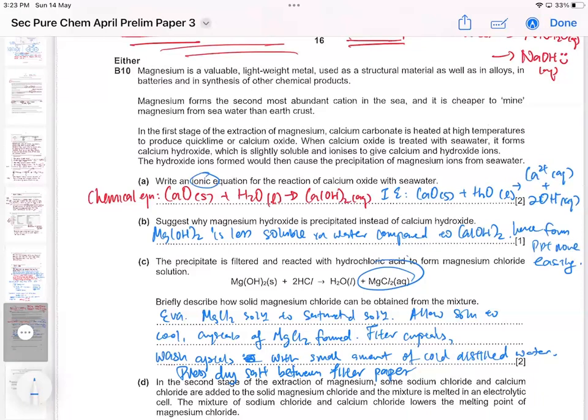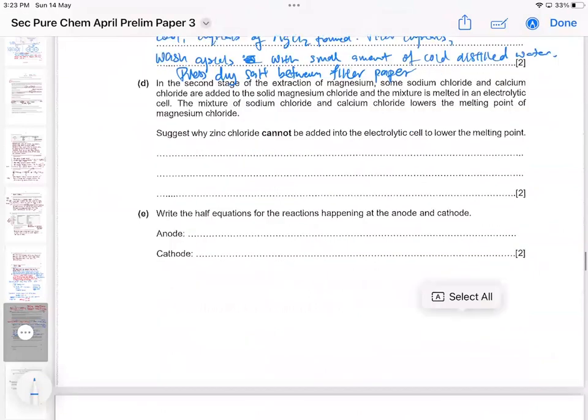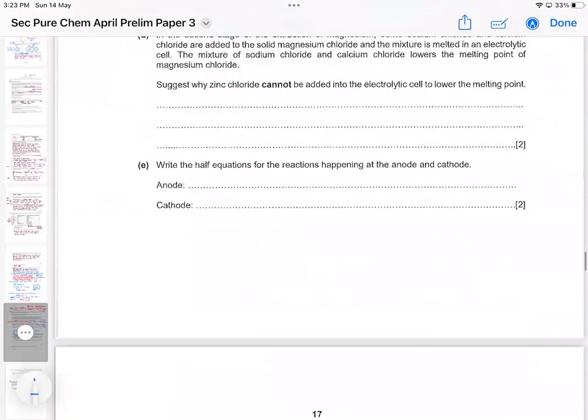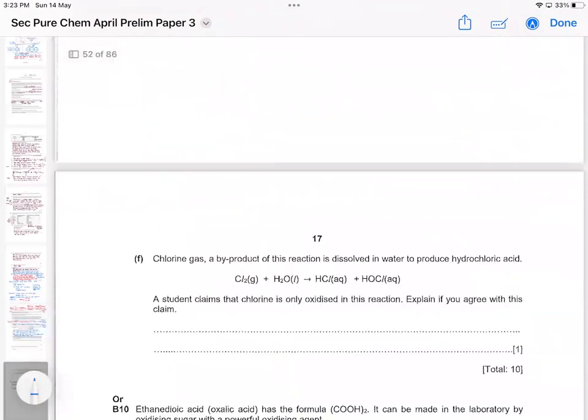Okay, DF is a bit of redox and a bit of equation writing for electrolysis. And a bit of redox here also.